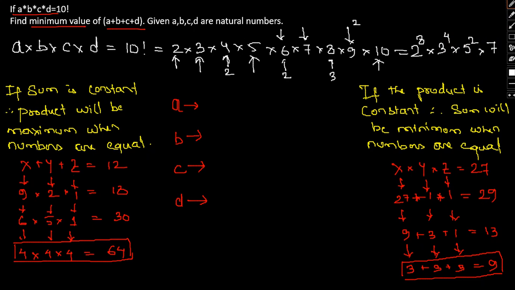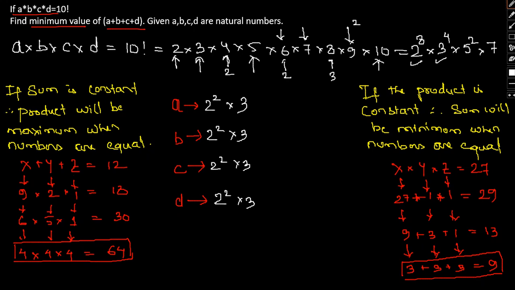So let me try. How many 2's do we have? 8, right? Let me equally distribute all the 2's. So I take 2 to the power 2 here, here, here, and here. All the 8 2's are distributed. Now let me distribute all the 3's: 3, 3, 3 and 3.